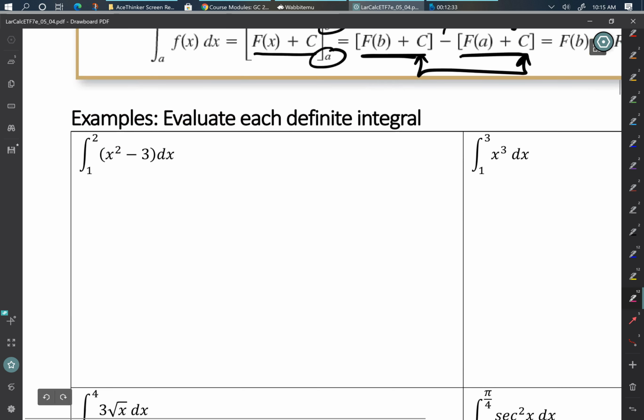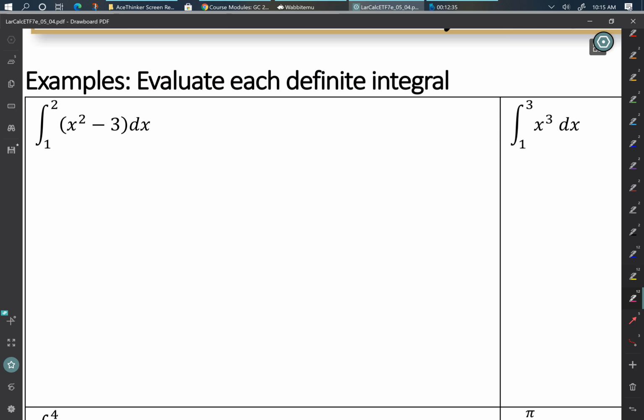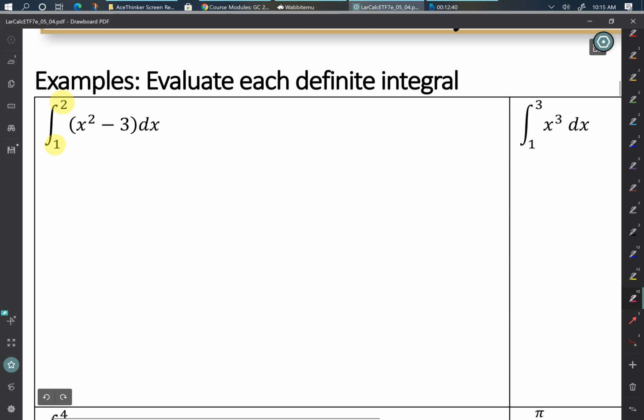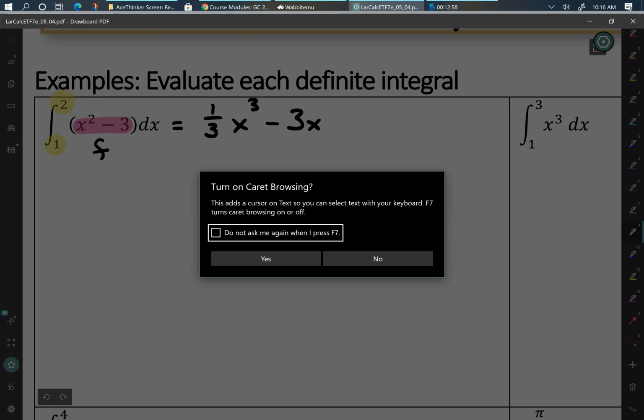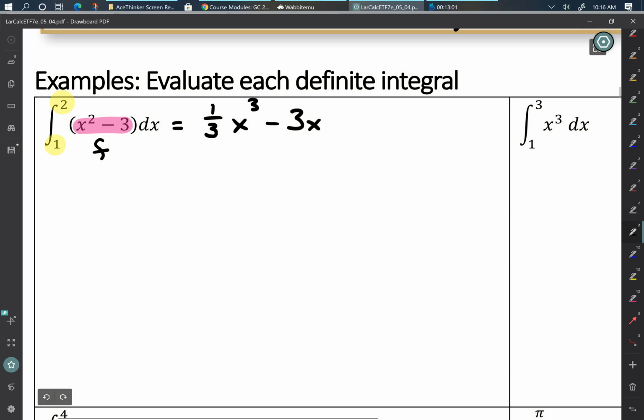All right, so I want to evaluate the definite integral from 1 to 2 of the function x squared minus 3. So in terms of the definition, that's our little f. So the first thing I need to do is find big F. Well, the antiderivative of x squared would be 1/3 x cubed. The antiderivative of 3 would be 3x. And then I need to evaluate this from 1 to 2.